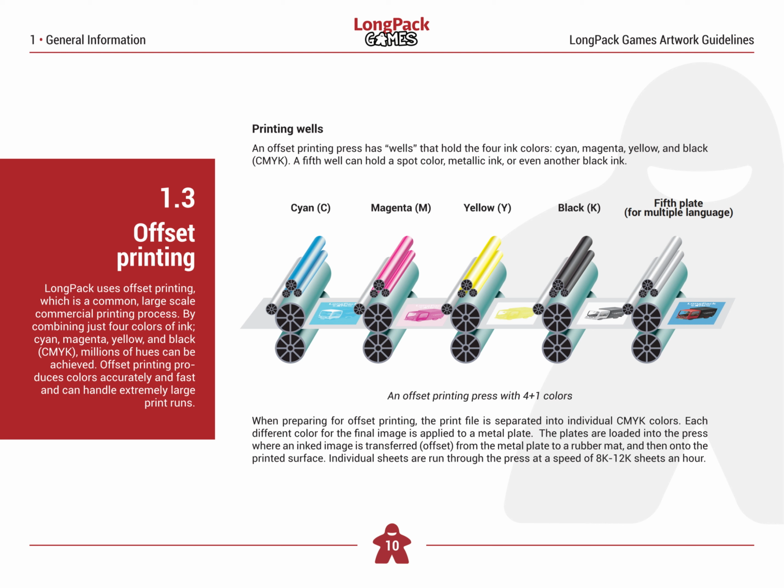When preparing for offset printing, the print file is separated into individual CMYK colors. Each different color for the final image is applied to a metal plate. The plates are loaded into the press where an inked image is transferred offset from the metal plate to a rubber mat, then onto the printed surface. Individual sheets are run through the press at a speed of 8K, 12K sheets an hour.